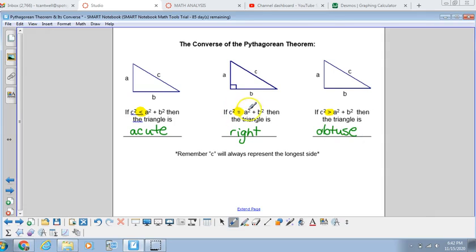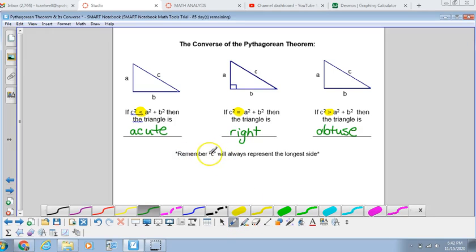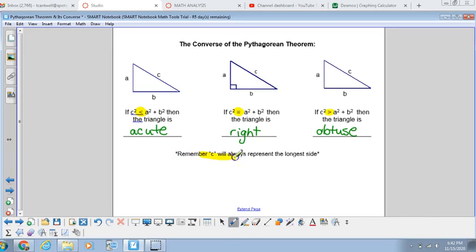And this c squared equals a squared plus b squared is the same thing we did in the last video, just before we said a squared plus b squared equals c squared. And this way, when we put c squared is less than, that's acute, c squared is equal, that's right, and c squared is greater than is obtuse. Remember that c will always represent the longest side of our triangle. If it's a right triangle, then that is the hypotenuse. But even if we don't know, then c would always be our biggest number.